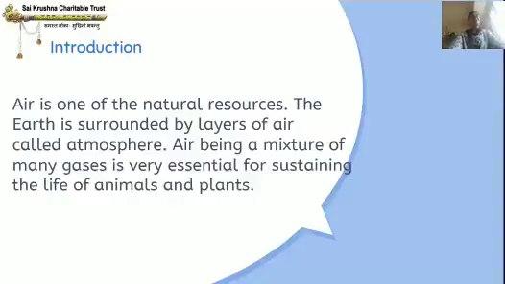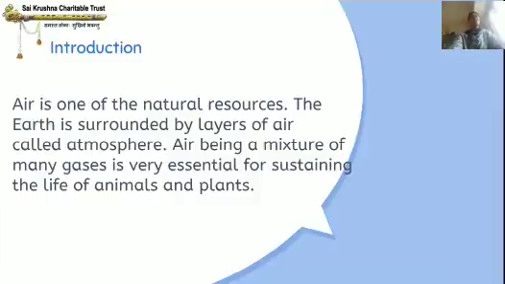So, what are the layers of air? The layers of air are troposphere, stratosphere, mesosphere, thermosphere and exosphere. Once again I am repeating it. The layers of air are troposphere, stratosphere, mesosphere, thermosphere and exosphere. So the earth is surrounded by all these layers of air called atmosphere.